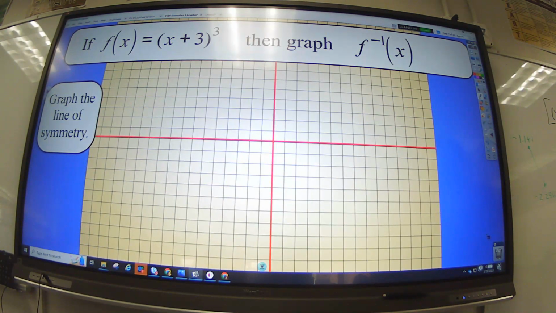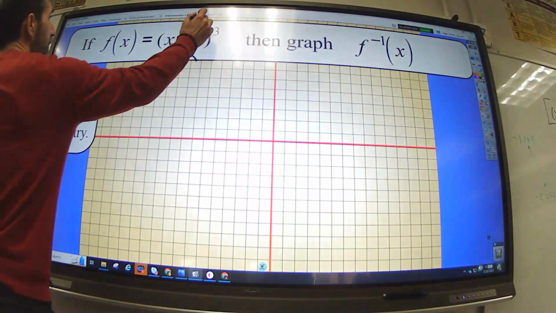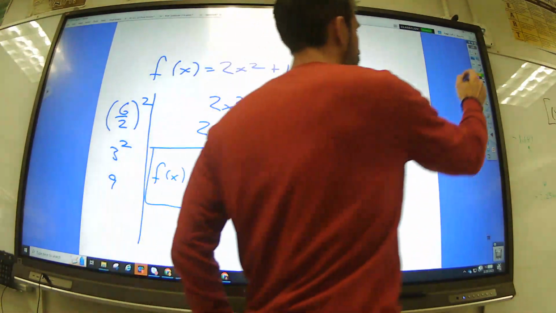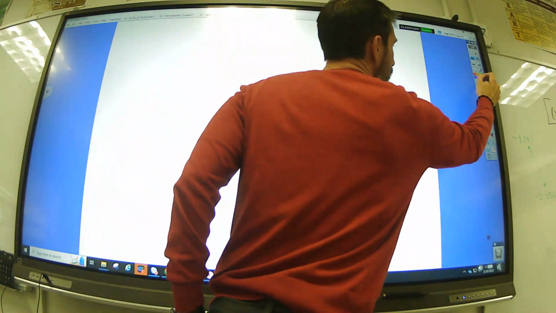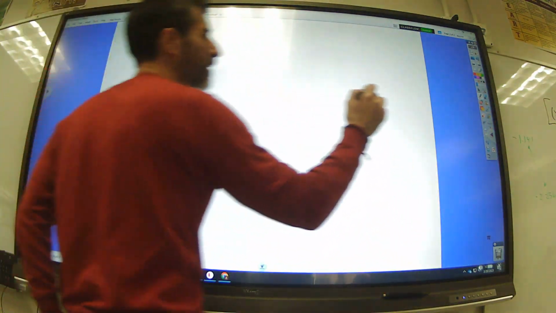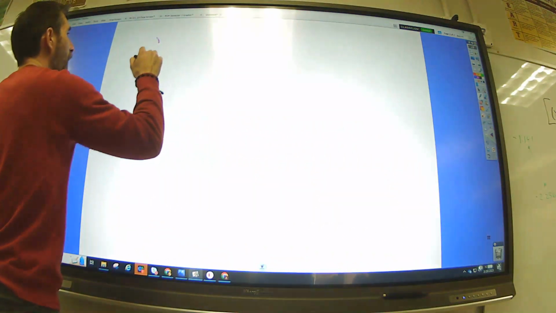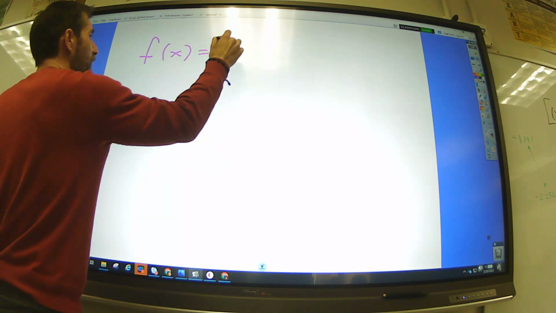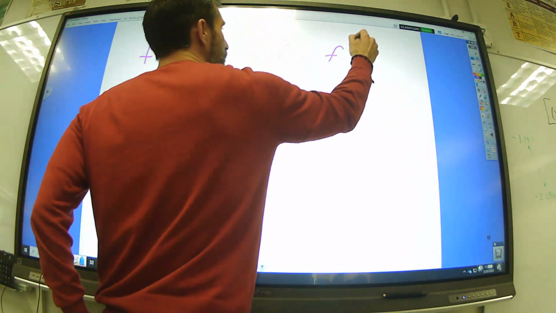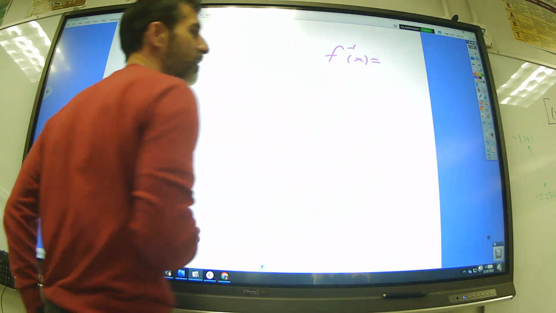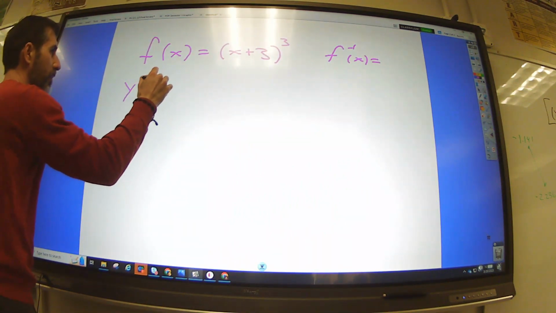All right, so first we've got to find the inverse. F of x equals (x plus 3) cubed. We must find the inverse of f of x, right? So let's change this f of x to a y.